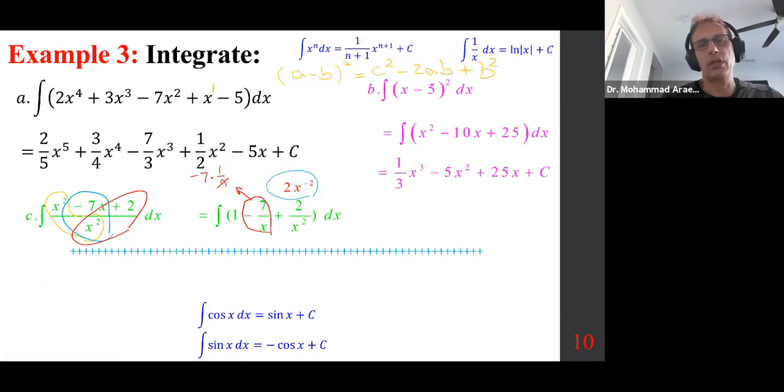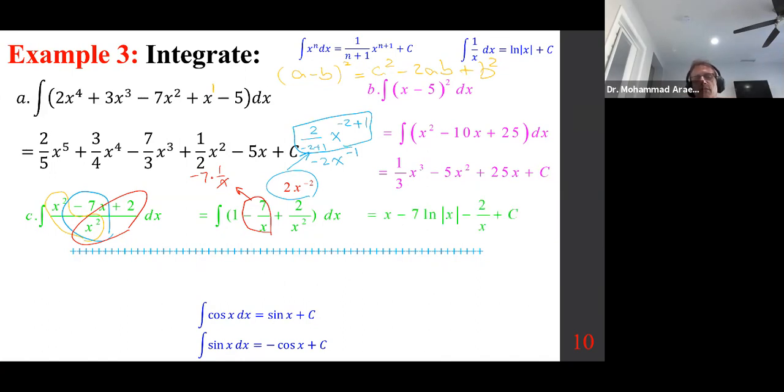This one, we get 2 over negative 2 plus 1, x to the power of negative 2 plus 1. And that is what? Negative 2 x to the power of negative 1. And we do the algebra. So we can see that 1 gives us x minus 7 over x minus 7 natural log of x. And this one, we went through the process, gives us this one, which we write as negative 2 over x and a constant. Very straightforward class. I hope everybody is comfortable with that. And I hope you see a lot of algebraic techniques.